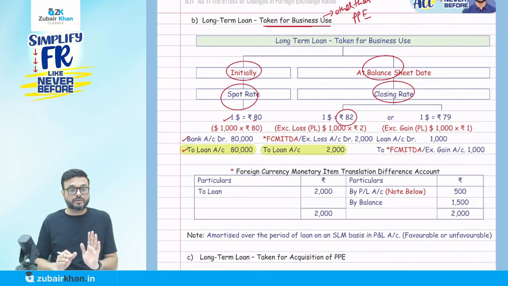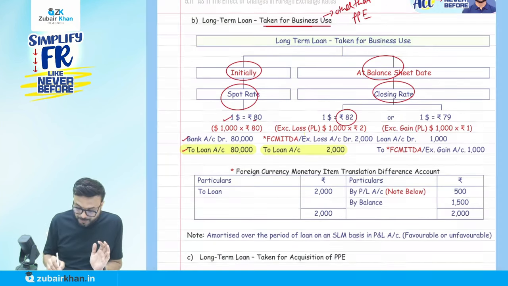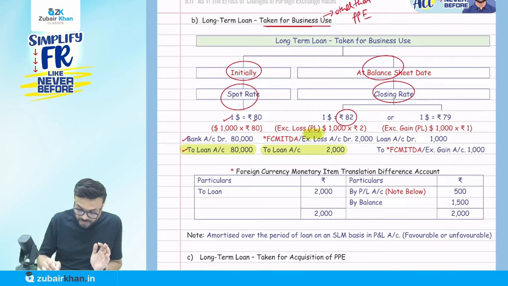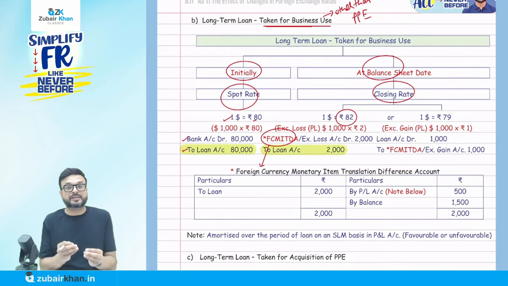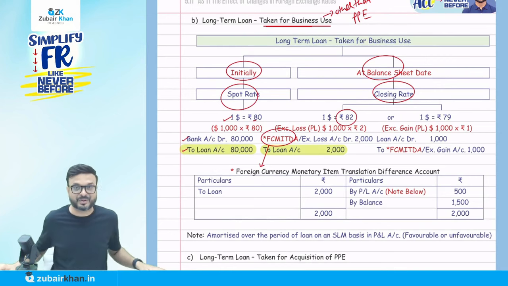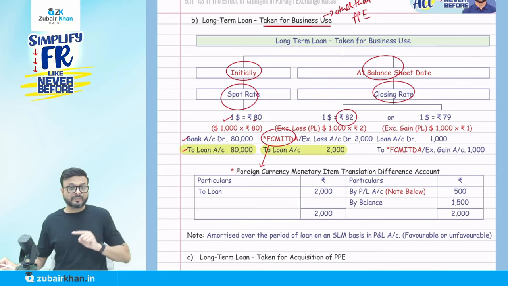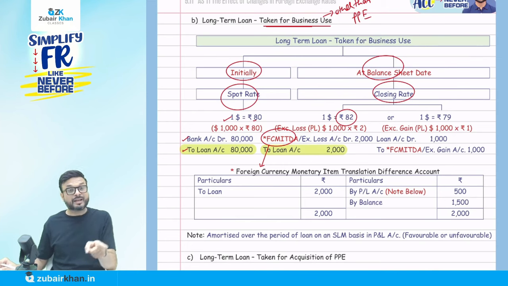But what we normally do is take it to the P&L account. But here we have the option. Either we can take it to the P&L account as an exchange loss of 2,000, or there is one account, FCMITD. What is FCMITD? Foreign currency monetary item translation difference account. In the case of a long-term loan taken for other than PP, there is a different treatment. I will come to that.